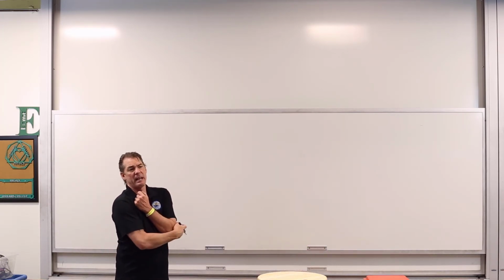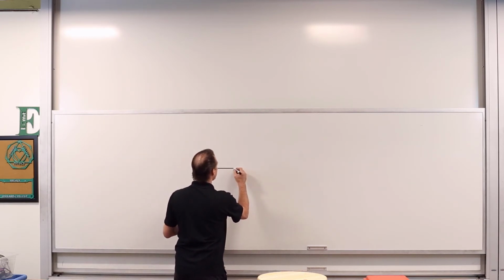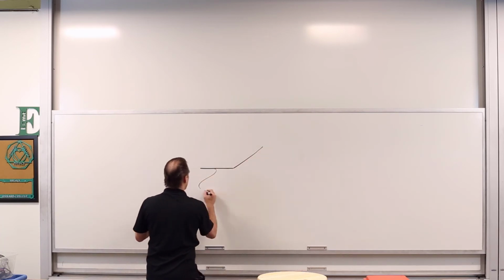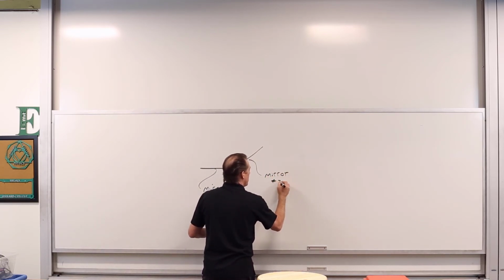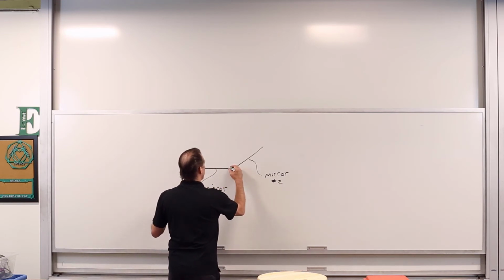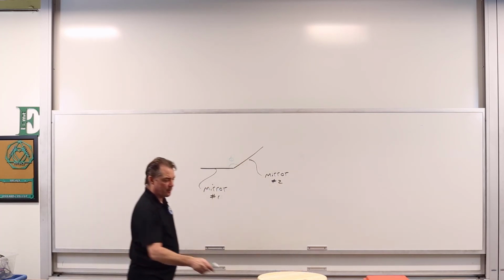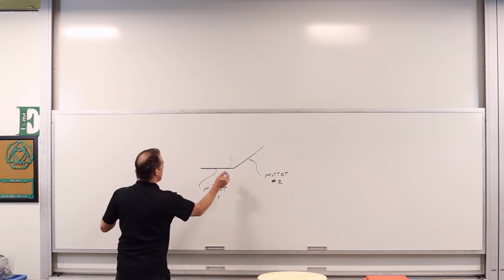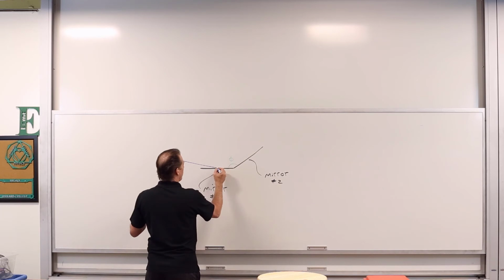So here is a nice little problem just to get some ideas down with specular reflection. What happens if we have two mirrors? Mirror number one, mirror number two. And these two mirrors have some angle between them, which I'll just go ahead and call some angle phi here. And I could have some incident beam of light that comes in. And what does it do?